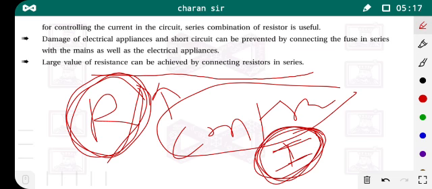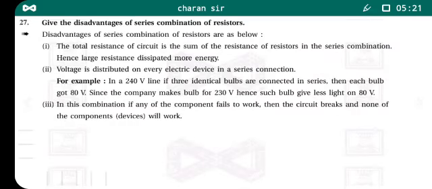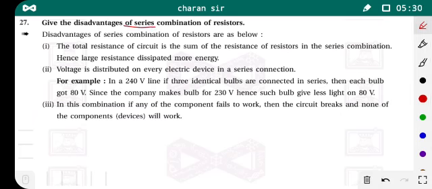Okay, so this is the advantage of the electric circuit. Now give the disadvantage of series combination of resistors. The circuit in which the resistors are given in series combination, then what is the disadvantage? So first disadvantage, the total resistance of the circuit is the sum of the resistance of individual resistors. So series combination has large resistance, so the dissipation of the energy will be large.